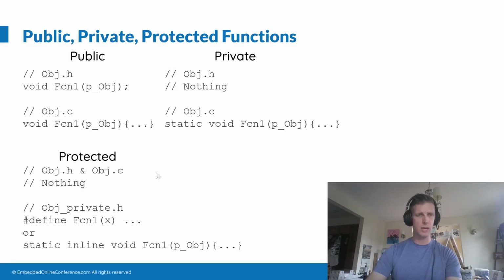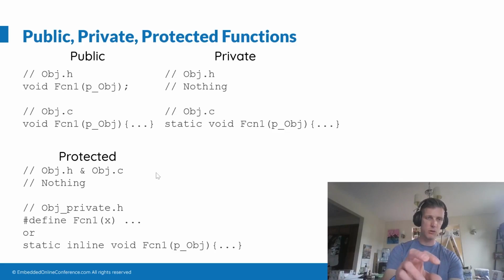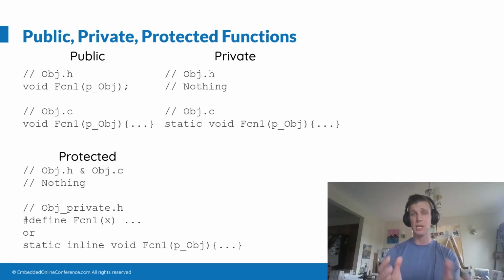And then we also didn't have any yet, but I give you in the comments there examples of what might be considered a protected function. This is a macro or an inline function that's defined in the private header file.